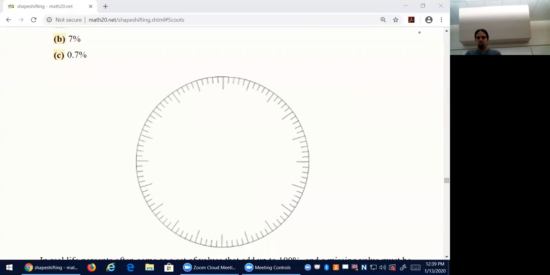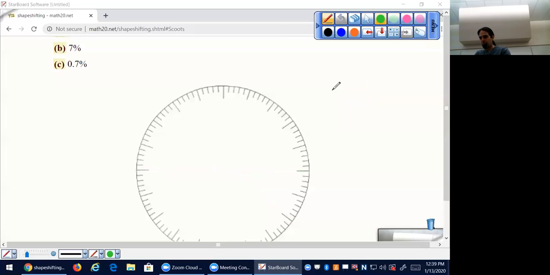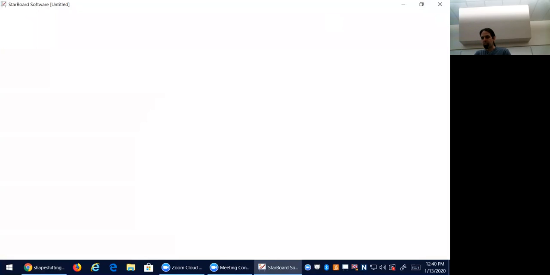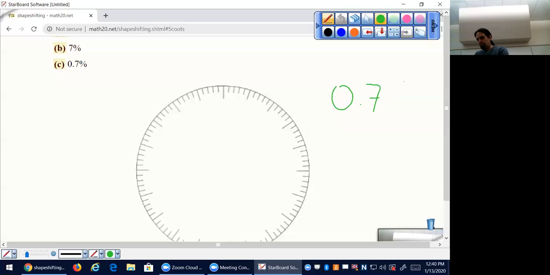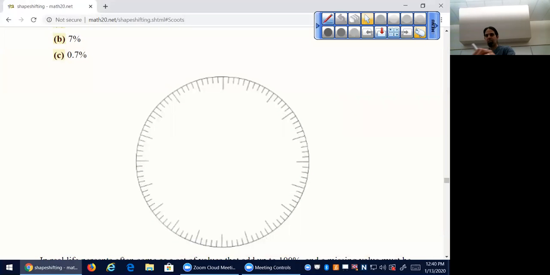Whereas if I wanted to only shade 7%, then I would just pick 7 tick marks. Or if I wanted to shade 0.7%, then I would do less than 1 tick mark, right? So I'd say not that one, but that kind of thing. So again, decimals in percents are okay. That doesn't mean we're doing something wrong. Questions about that? Okay.